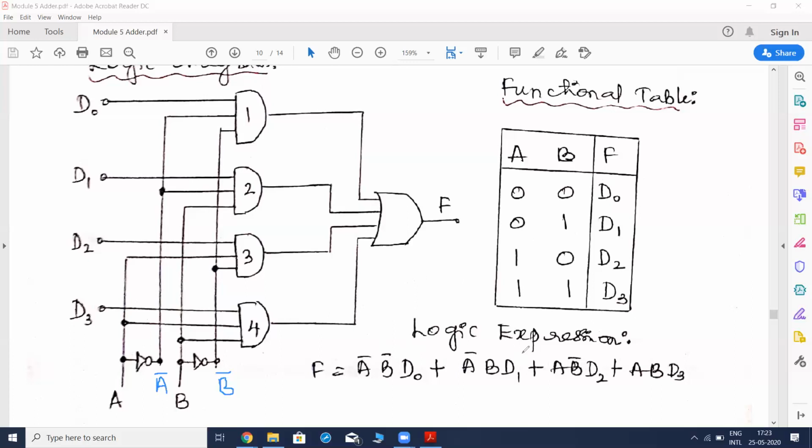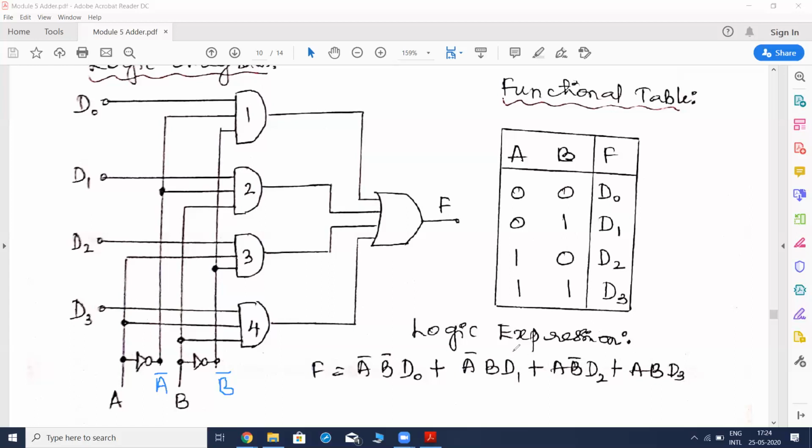The plus signs appear over here because of this OR gate. Then look at the inputs for the second AND gate. We have D1, and what about A and B? It is A complement into B. This is the second row, so A is 0, thereby we have taken A complement, B and D1. Similarly, write it for D2. D2 can be written as A B bar D2, and D3 is AB into D3. So this is the logic expression.